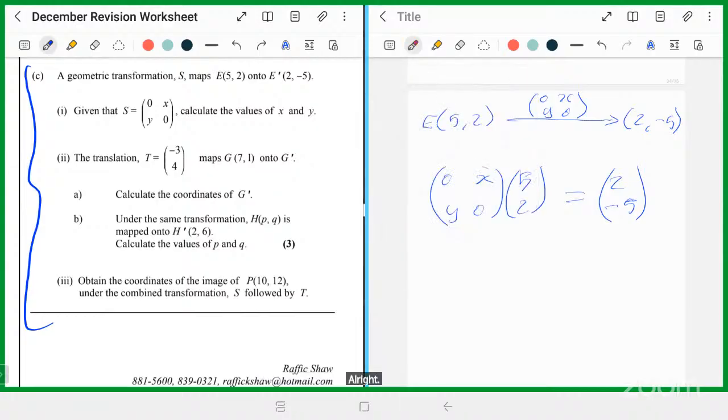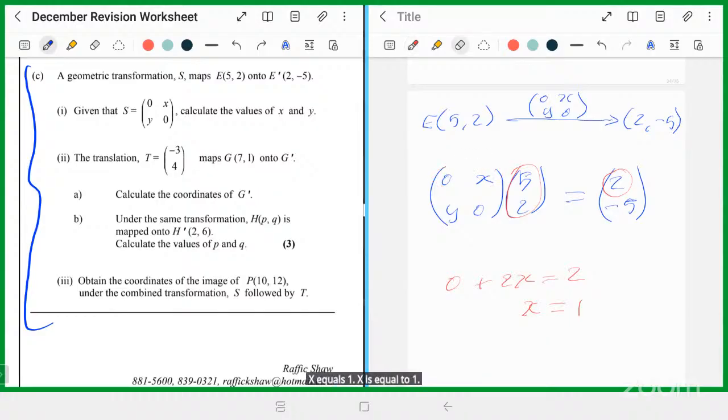Right? So this row times the one column is equal to that 2. So we can set that up. So it is 0 times 5 is 0. And x times 2 is 2x. That's all equal to 2. So 2x equals 2 right now. So divide by the 2, you get x equals 1. So x is equal to 1.